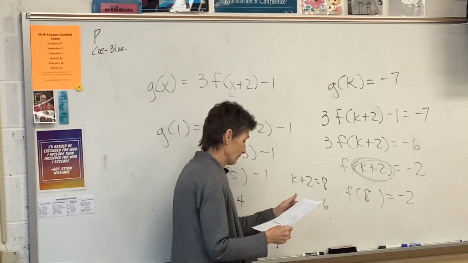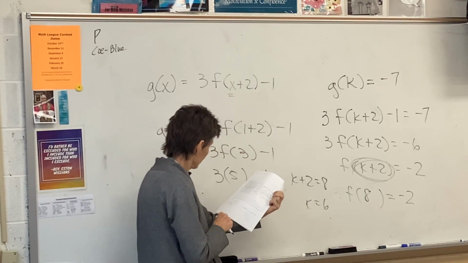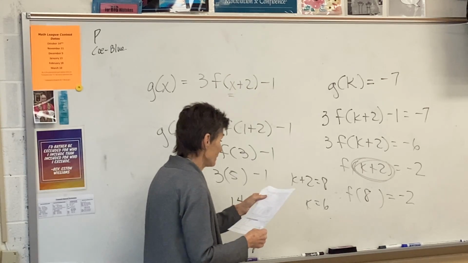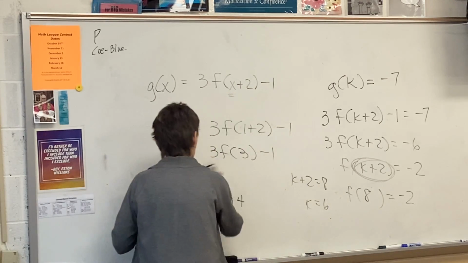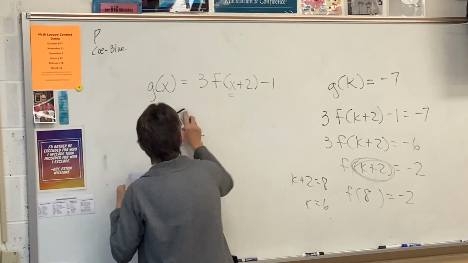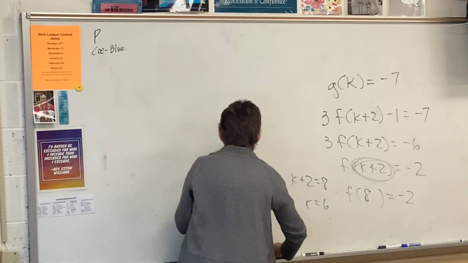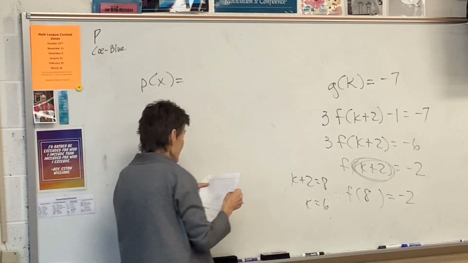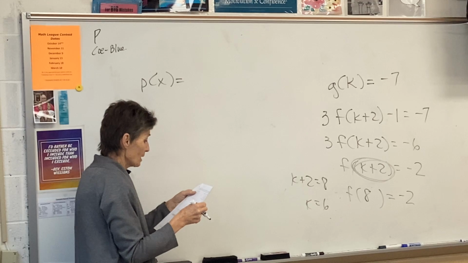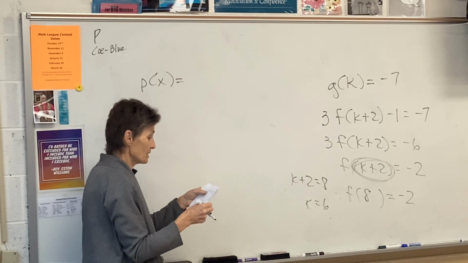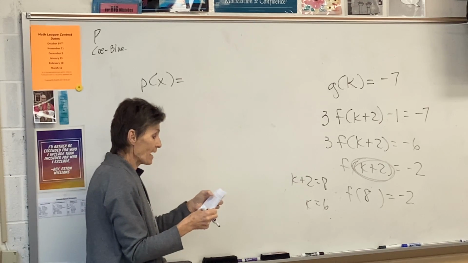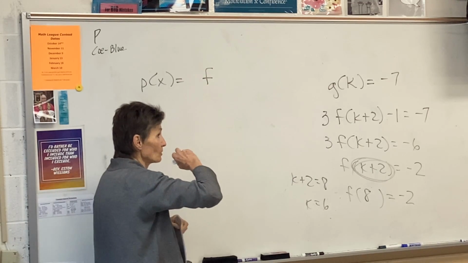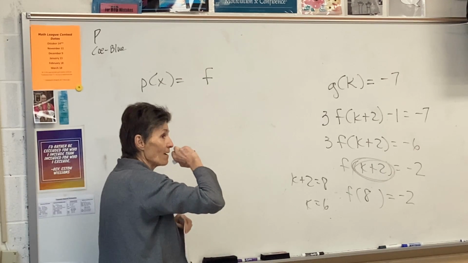Part B, using the same table. Part B says I have a new function, not G, but P. And P, oh, I gotta write out what P is, they don't tell me. P is going to be, you have to have a horizontal dilation to F by a factor of 3. So what does that look like? If I'm gonna have a horizontal dilation by a factor of 3.